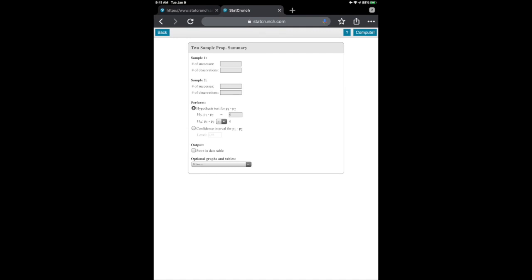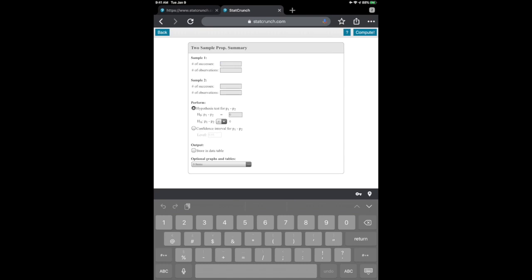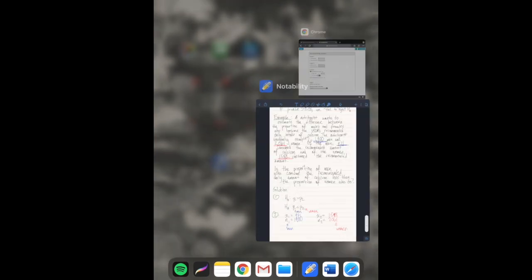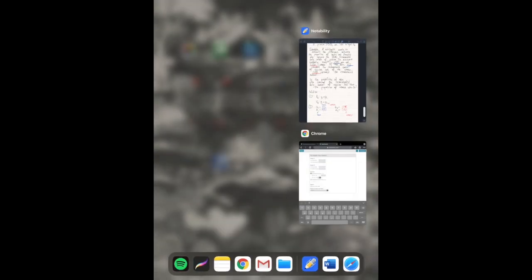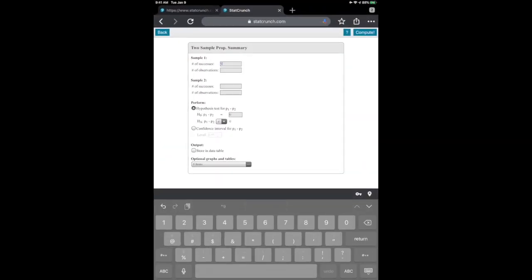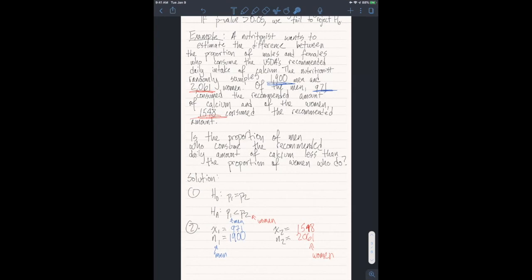Again, if you're on a desktop, it's like a little window. It asks number of successes. So how many was it? Number of successes for the men was 971. Total number of observations made, I think, was 1,900. I'll double check these numbers one more time. For the women from sample 2, it was 1,548 and 2,061.